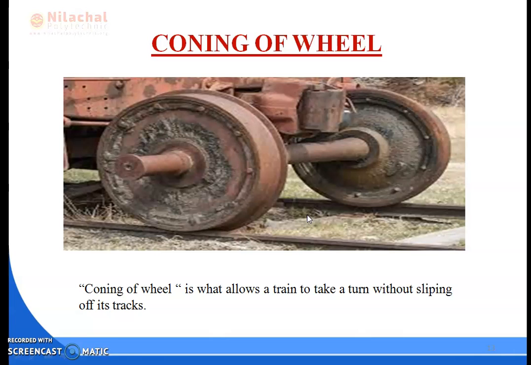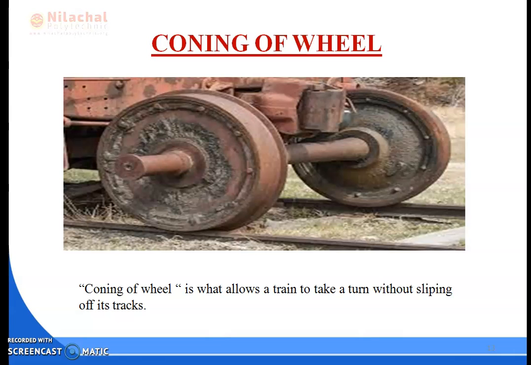But what are the disadvantages of providing coning of the wheels? If no base plates are provided on the sleeper under the outer edge of the rail, it may be damaged. In order to minimize the above disadvantage, if the base plates are not provided, then tilting of the rail is done.